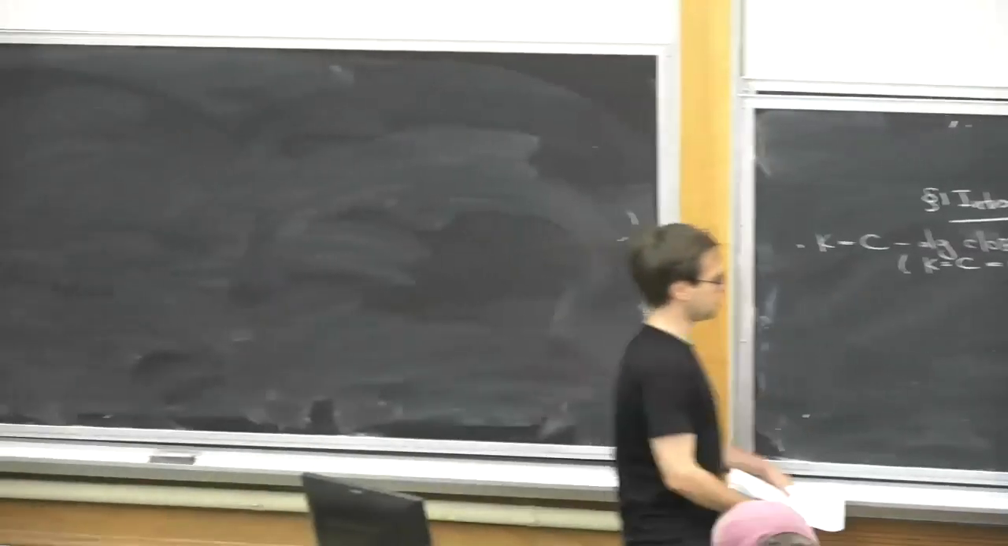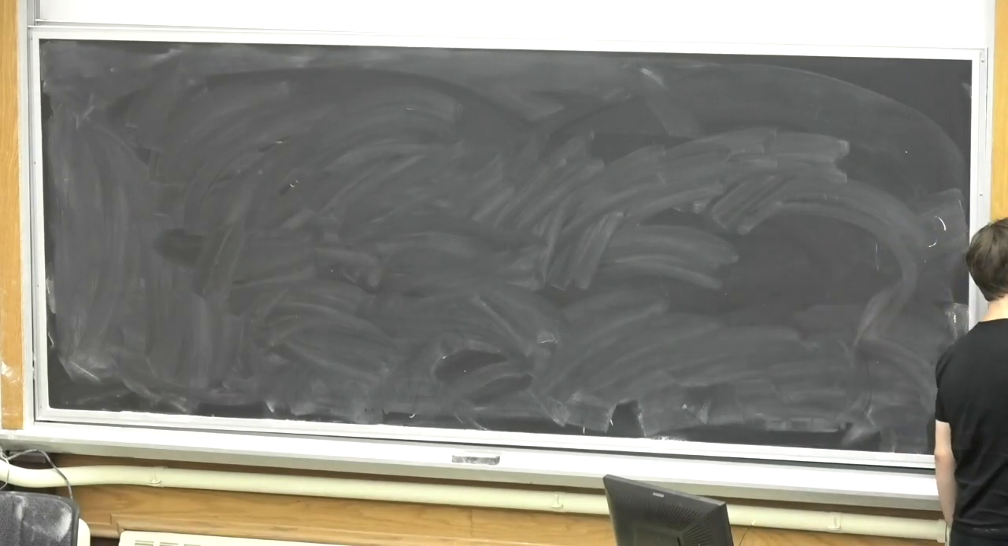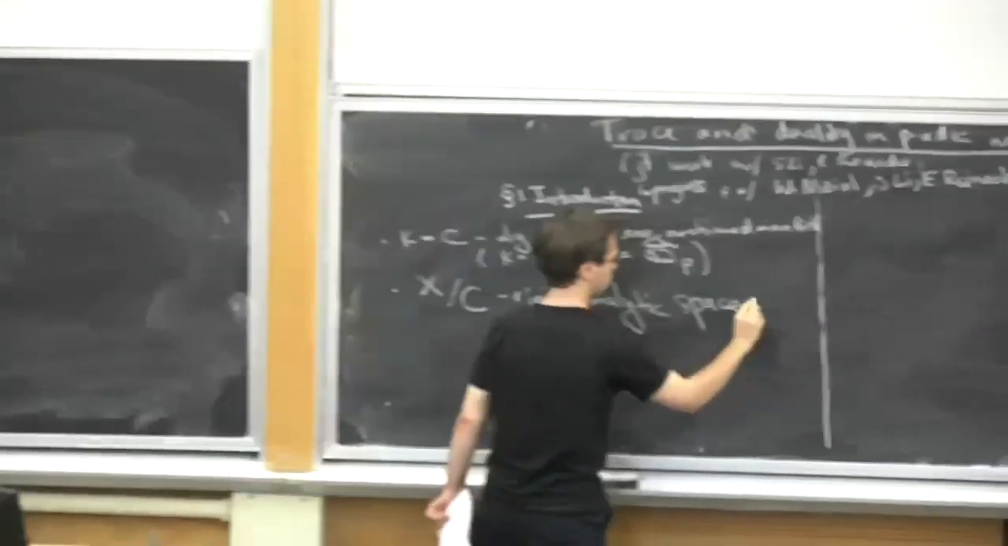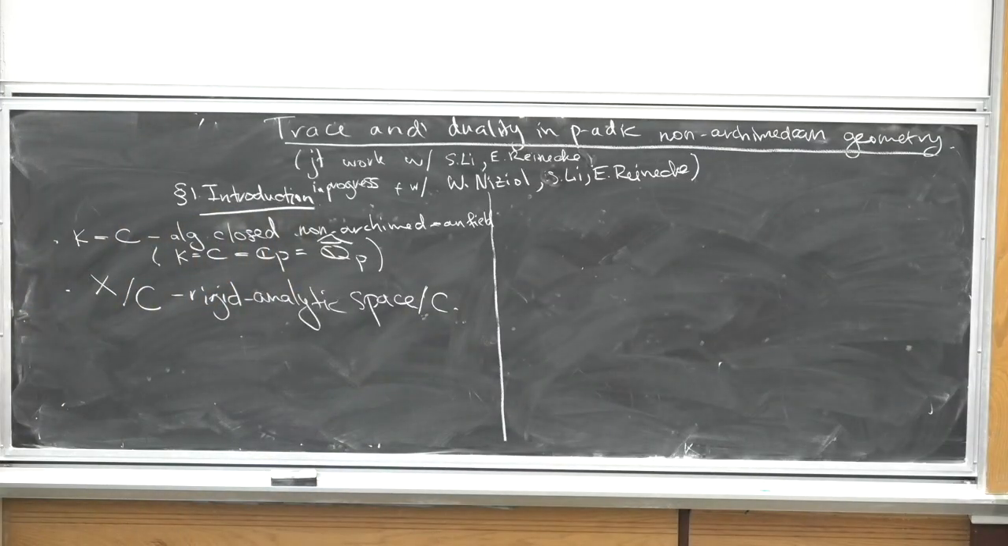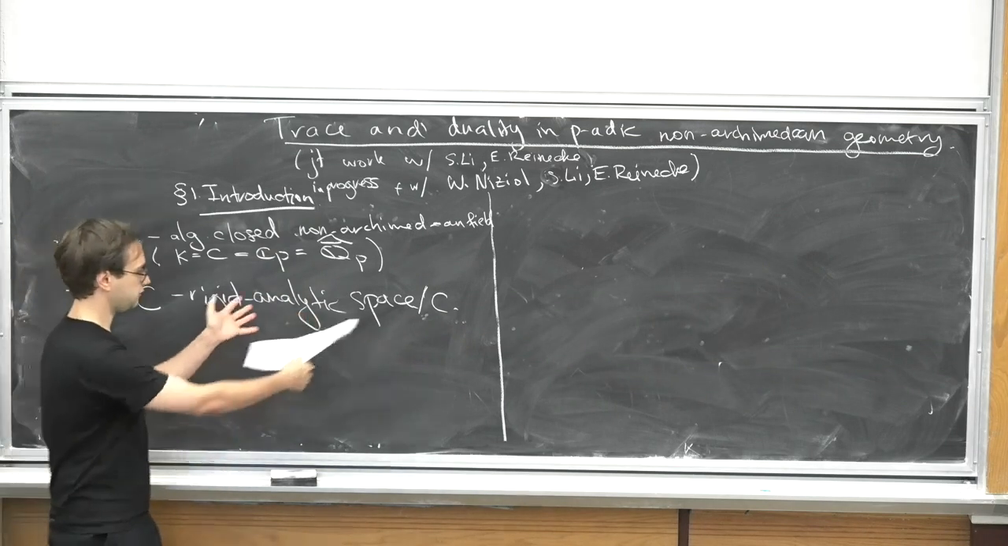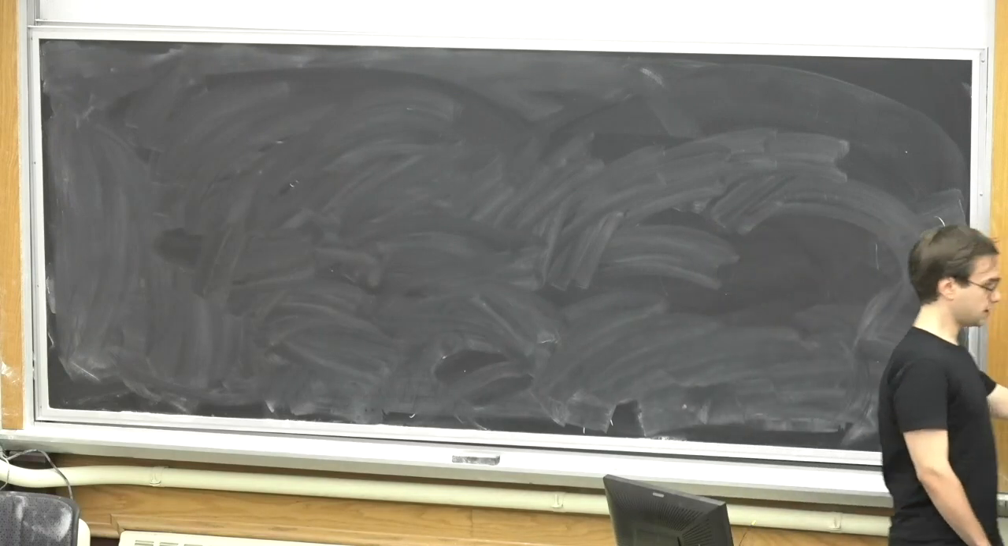Then our object of study will be rigid-analytic spaces over such K. So X over C is a rigid-analytic space over C. I don't have time to define this precisely, but roughly it's an analog of manifolds in this non-archimedean world. One can associate étale cohomology to such spaces by the work of Berkovich and Huber, and the natural question is what kind of usual properties does this étale cohomology satisfy?